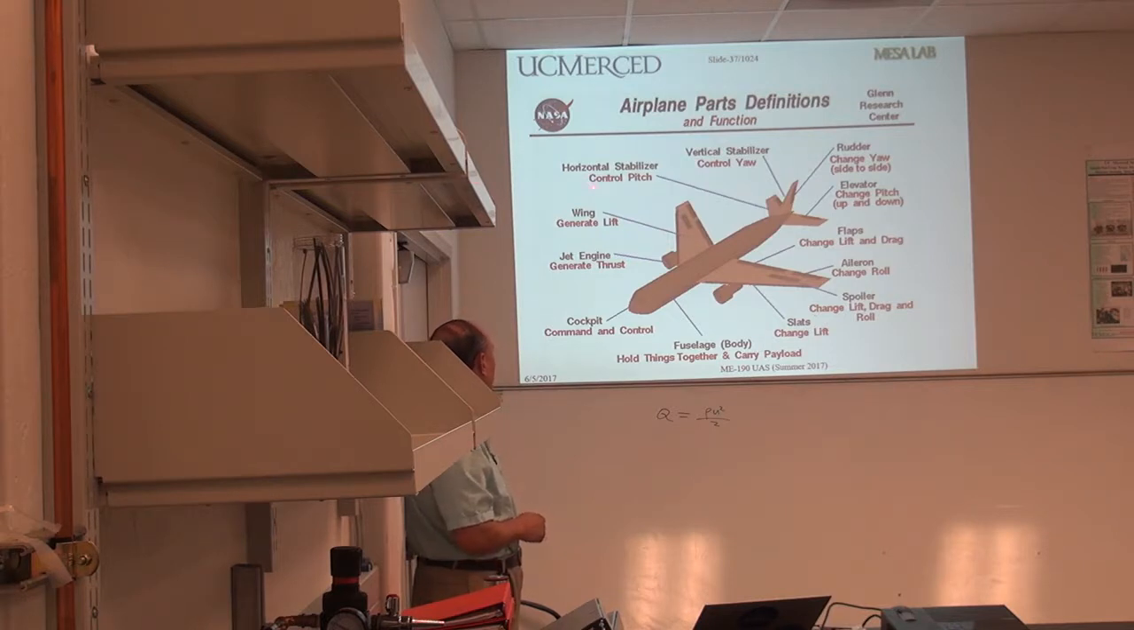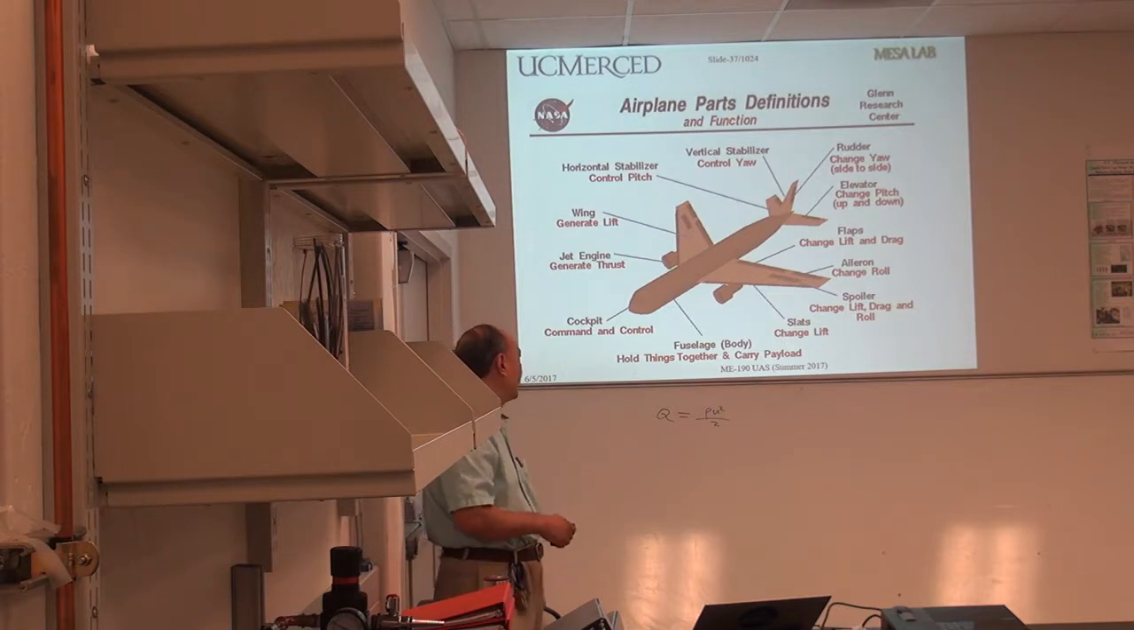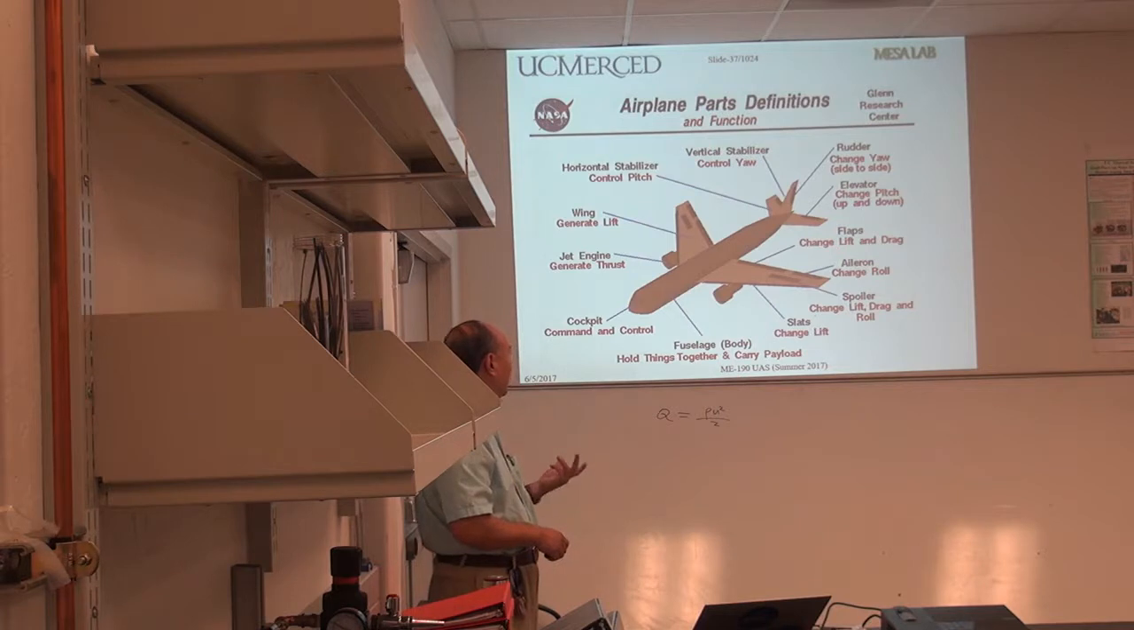The horizontal stabilizer is to control the pitch. It's horizontal. And the vertical stabilizer controls the yaw. The rudder in here changes the yaw to do side to side. So this is also called the elevator, okay? Elevator.